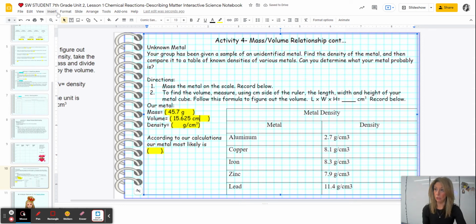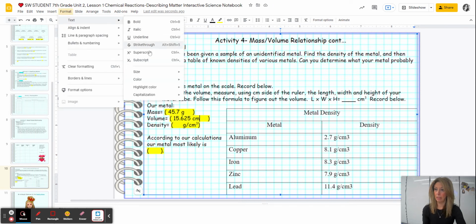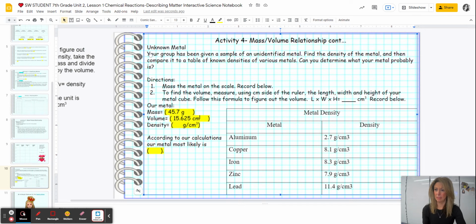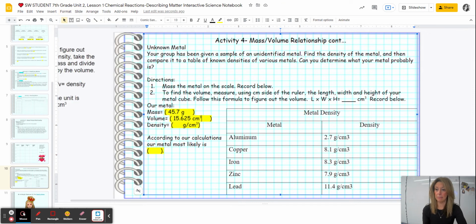To do the cubed, we're going to do format, text, superscript, and put a 3 there for cube. Then to get out of it, we go format, text, superscript again, and that makes my cursor normal again.